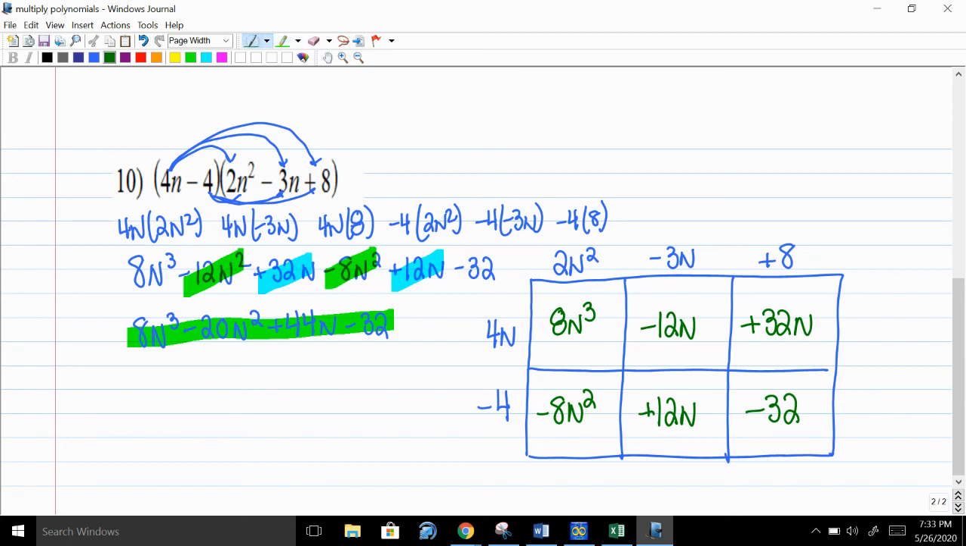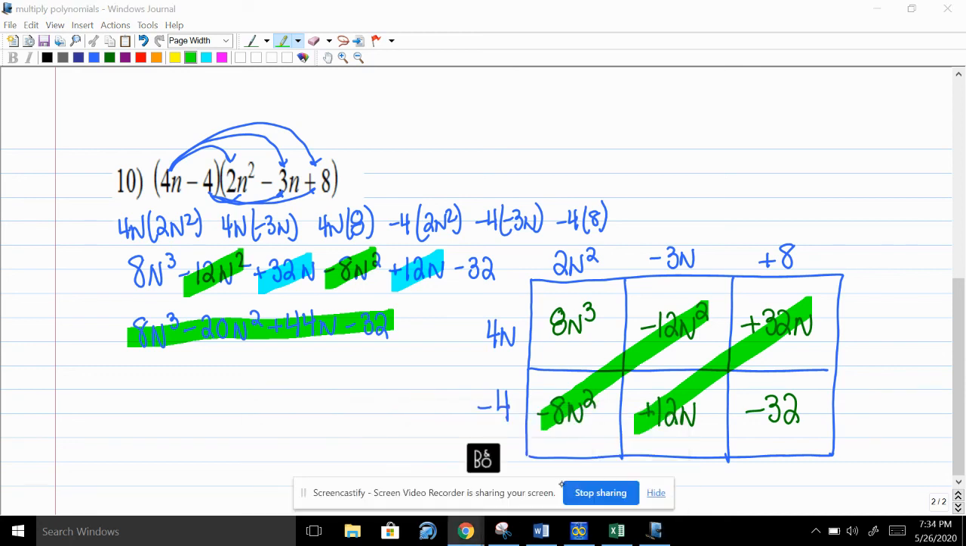I actually made a mistake. I got n squared in there. This should be negative 12n squared. Your like terms are still going to be in the diagonal. You got a diagonal right there with like terms, and then you have a diagonal right there with like terms. Obviously, the 8n cubed and the negative 32 don't have like terms. So you're still going to have like terms in the diagonal. It's just going to be a little bit different than we did in the earlier example. Hopefully this helps you guys. Good luck.